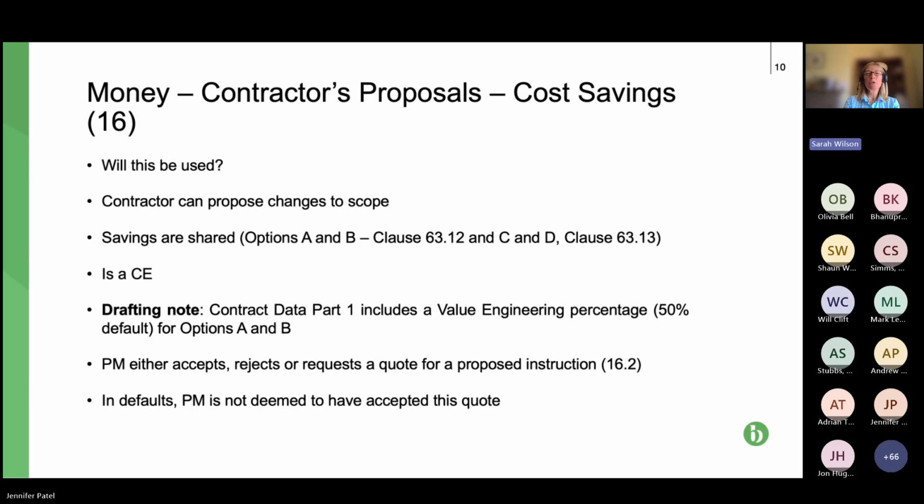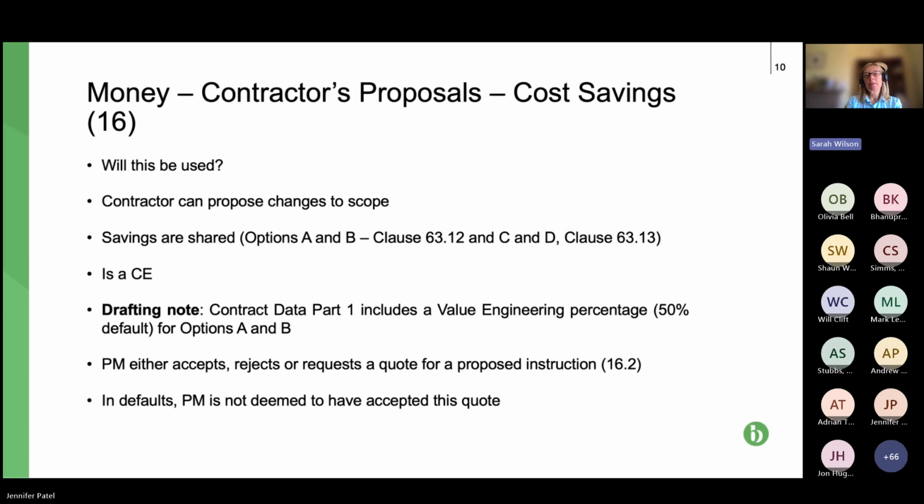Okay, so on to the changes themselves. So this first one is clause 16, and it's about cost savings to the project itself. So my first query is, will this be used? The answer to that, or the feedback I've had, is that from a civil engineering perspective, probably not. I think mechanical and electrical possibly.